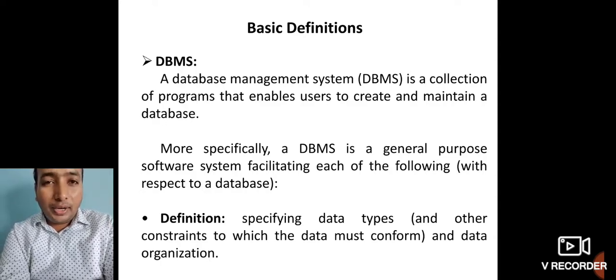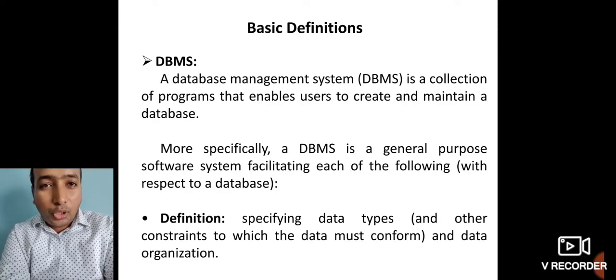If you go through the word DBMS, it is telling us it is a system. For what is it being used? It is used for managing. So what is being managed here? Nothing but your database. What is the database? It's nothing but a collection of your data. So more specifically, a DBMS is a general purpose software system which facilitates each of the following.